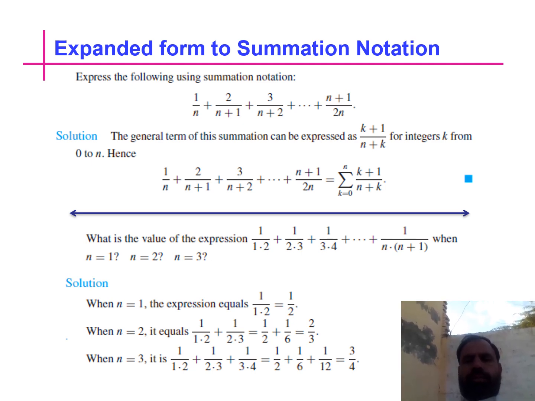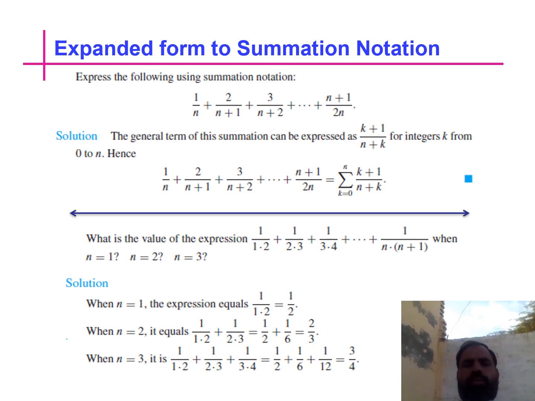The general term of this summation can be expressed as k plus 1 over n plus k for integers k from 0 to n. So the summation of this can be written as summation k varies from 0 to n, k plus 1 over n plus k.